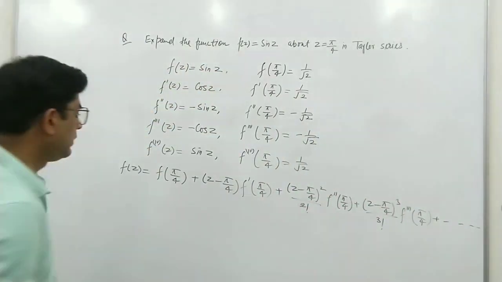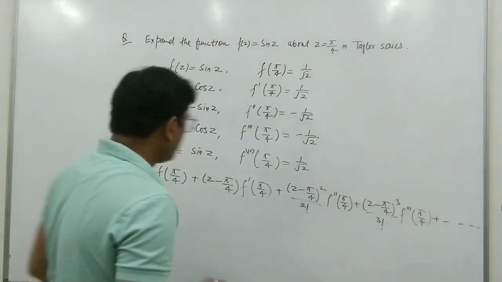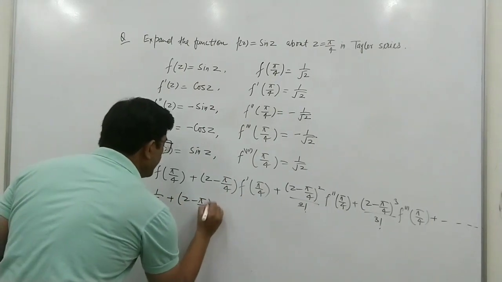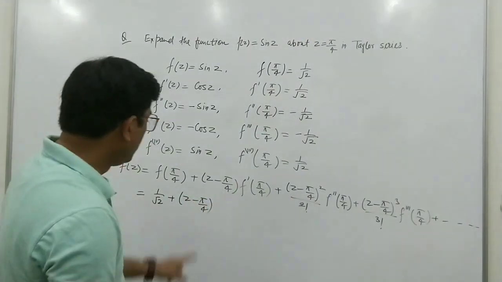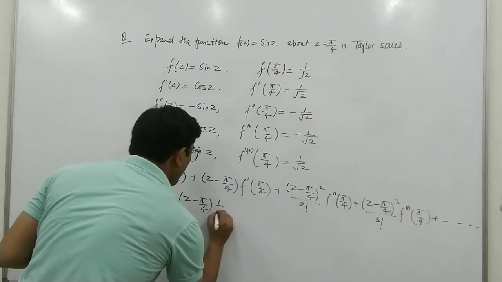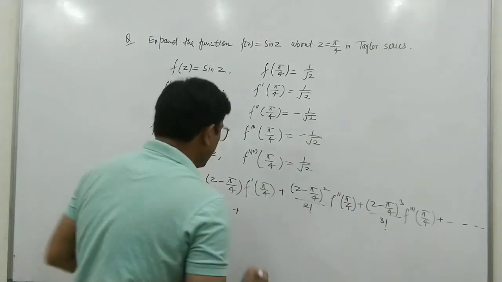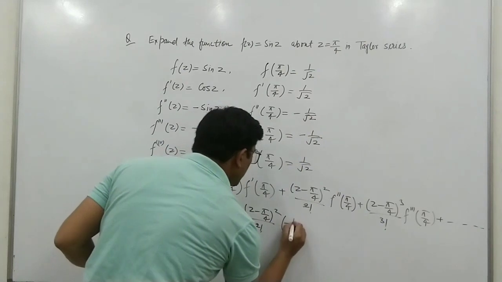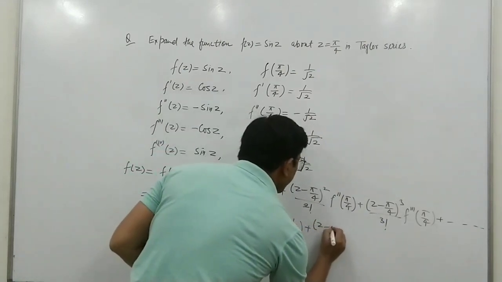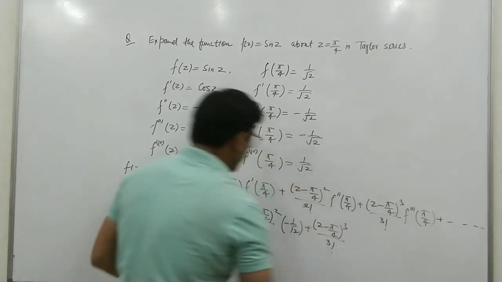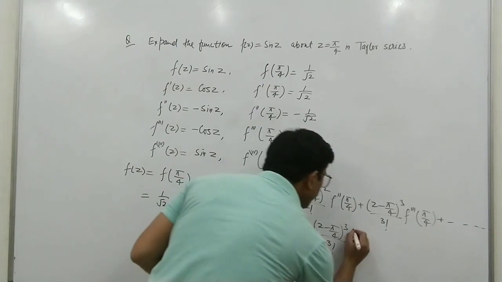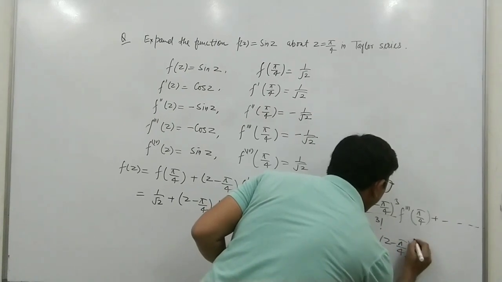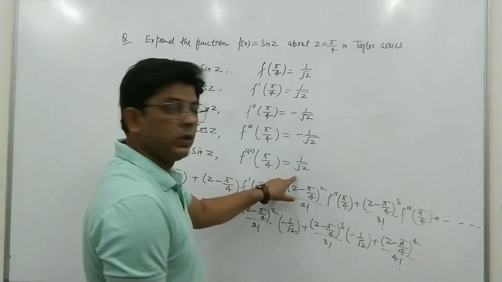Now we put these values here. So this is equal to f(pi by 4), which is 1 upon root 2, plus (z minus pi by 4), since we are expanding this function about the point z equal to pi by 4. f'(pi by 4) is 1 upon root 2, plus (z minus pi by 4) squared upon 2 factorial, f''(pi by 4) is minus 1 upon root 2, and plus (z minus pi by 4) to the power 3 upon 3 factorial, and f''' is minus 1 upon root 2, and we can write one more term, (z minus pi by 4) to the power 4 upon 4 factorial, and the next value is 1 upon root 2.